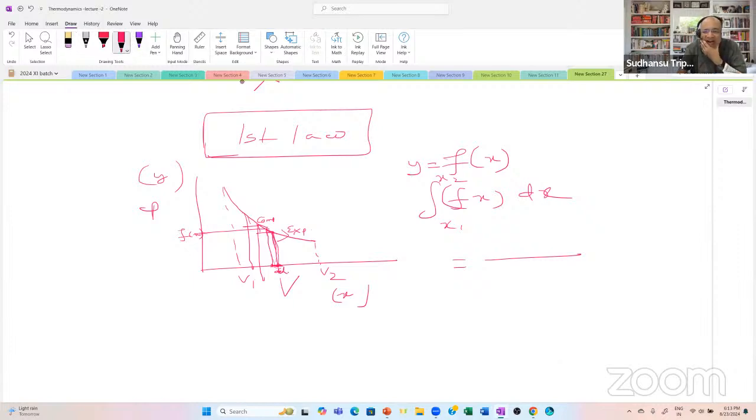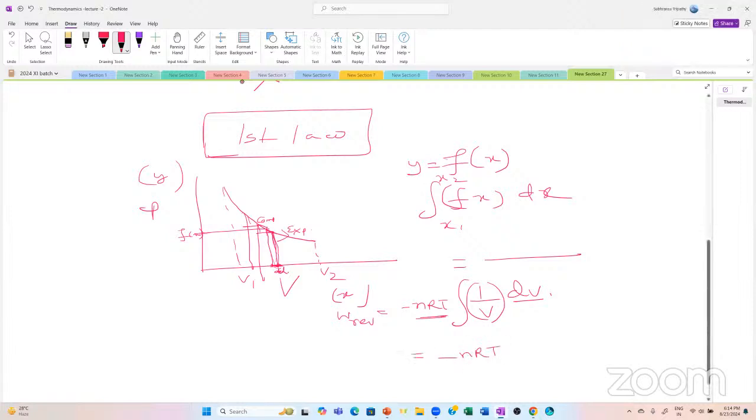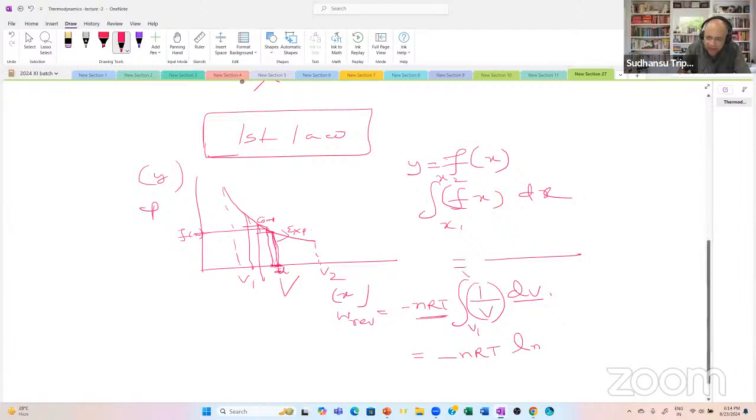In our case, we expressed W reversible with nRT outside, and the minus outside. We have 1 by V dV. 1 by V is the y coordinate, f(x), and this is dx. So we are expressing pressure as a function of volume, 1 by V, but these are constant terms, since it is isothermal, so we have taken them outside. So this is equal to how much? Sir, ln of V2 by V1. Yes, if you give the limits, it will be ln V, and taking the difference, it will be minus nRT ln V2 by V1. That we know.